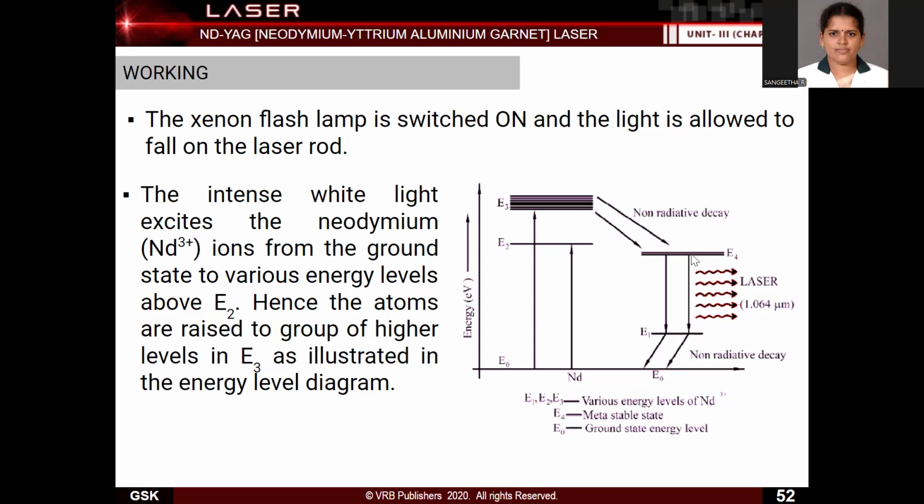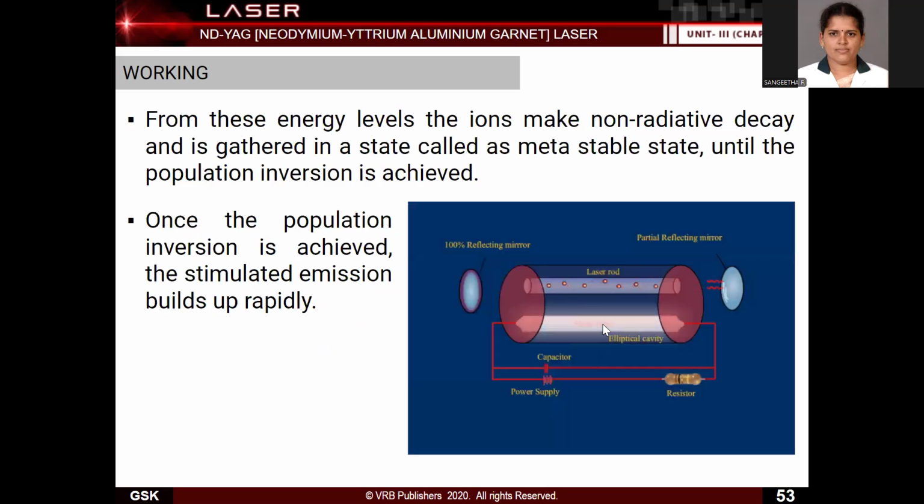Due to the stimulated emission, when the atoms in the E4 state move to the E1 state, photons will be produced by stimulated emission. These photons will be moving back and forth between the 100% and 50% reflecting mirrors. The laser light will be emitted from the partially reflecting mirror as a laser light with a wavelength of 1.064 micrometer.